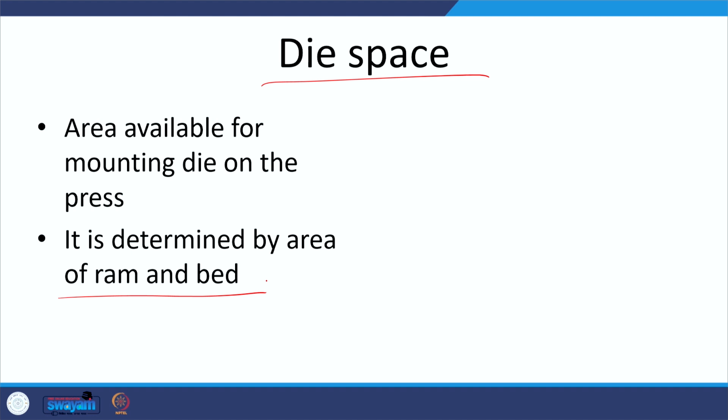Now, I will summarize this presentation. In this presentation, basically I have talked about the drive systems, the mechanisms which are used to convert rotary movement into reciprocating movement, and the shut height, the stroke length, the tonnage and the die space, and likewise many other technical parameters related to the press, which play a big role in the operation and successful performance of the press for realizing bulk metal forming or sheet metal forming operations.